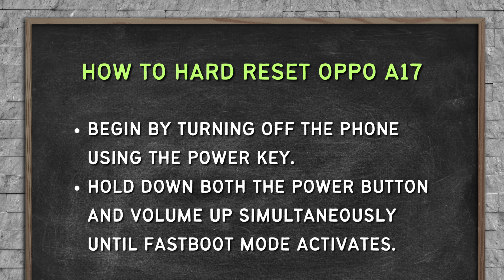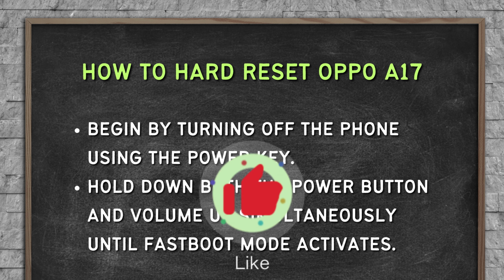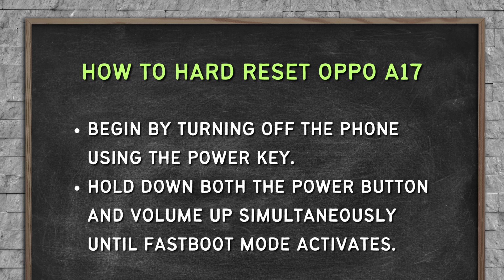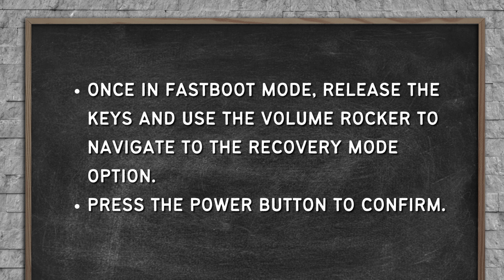Today in this video I'm gonna explain how to hard reset Oppo A17. Begin by turning off the phone using the power key. Hold down both the power button and volume up simultaneously until fast boot mode activates. Once in fast boot mode, release the keys and use the volume rocker to navigate to the recovery mode option. Press the power button to confirm.